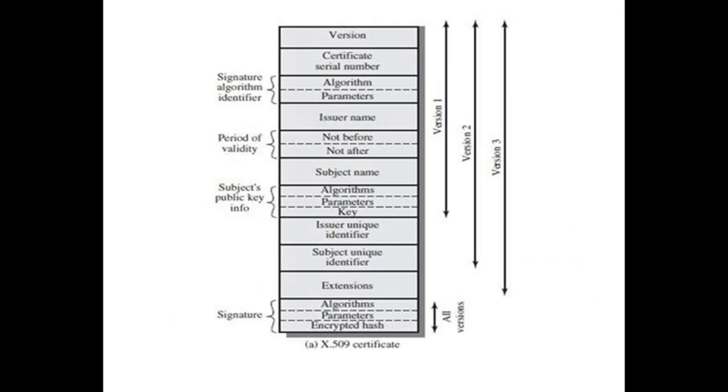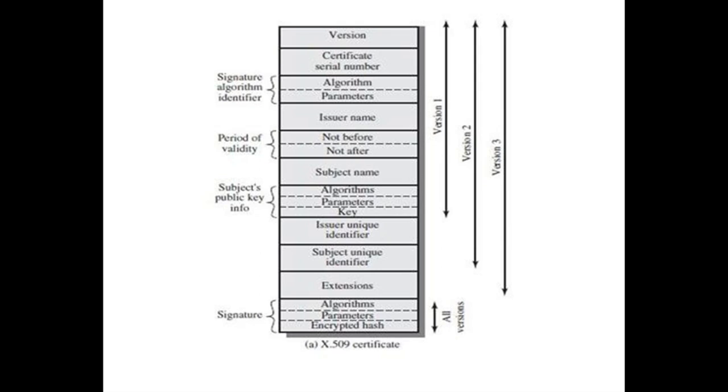So this is a simple diagram which explains how the X.509 certificate structure looks like. It starts with the version and it has the serial number as we have seen, and the algorithm being followed, issuer name, the timestamp, the subject name, the algorithm being followed, and so on. So this is one of the very important topics for the examination.